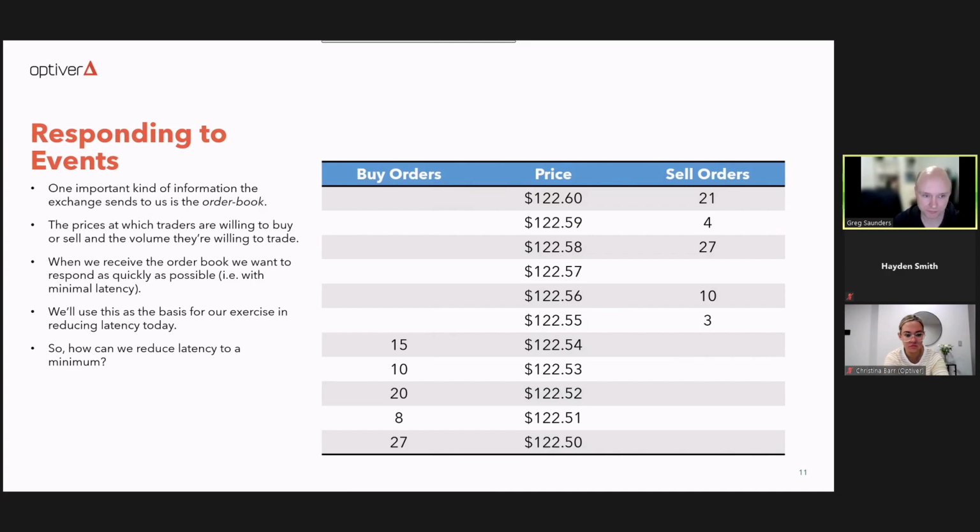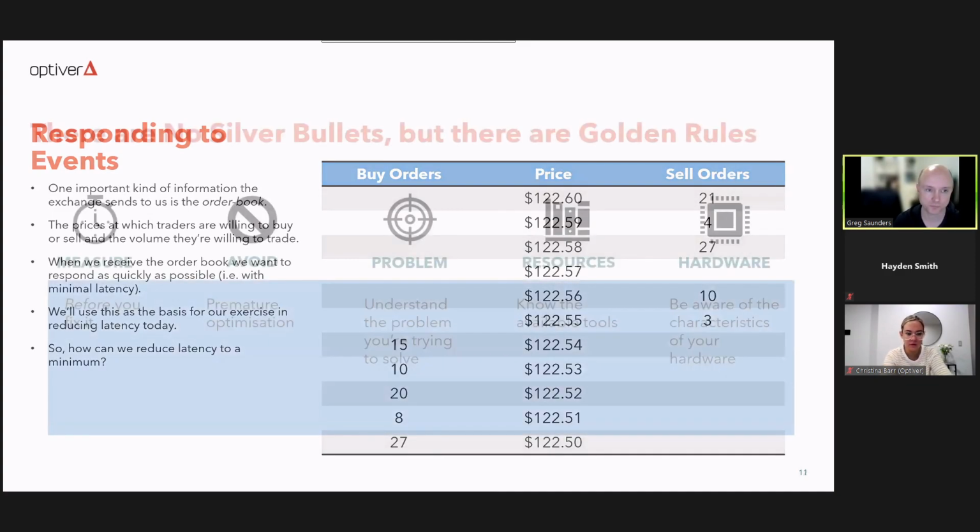When we receive this order book from the exchange, we want to respond to that as quickly as possible. That is, we want to respond to that information, or the event of receiving that information, with minimal latency. So we're going to use this concept of an order book as the basis for our exercise in reducing latency in this lecture. So how can we do that?